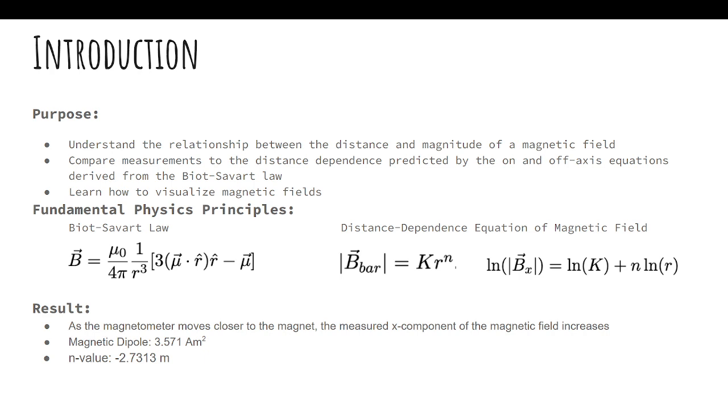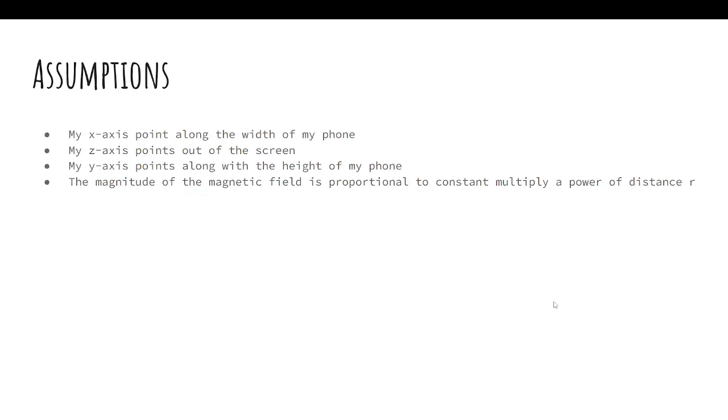In my results, I found that as the magnetometer moves closer to the magnet, the measured x component of the magnetic field increases, the magnetic dipole to be 3.571 A m squared, and the n value to be negative 2.7313. So for my assumptions, I said that the x-axis is along the width of my phone, the z-axis points out of the screen, and the y-axis goes along the height of my phone.